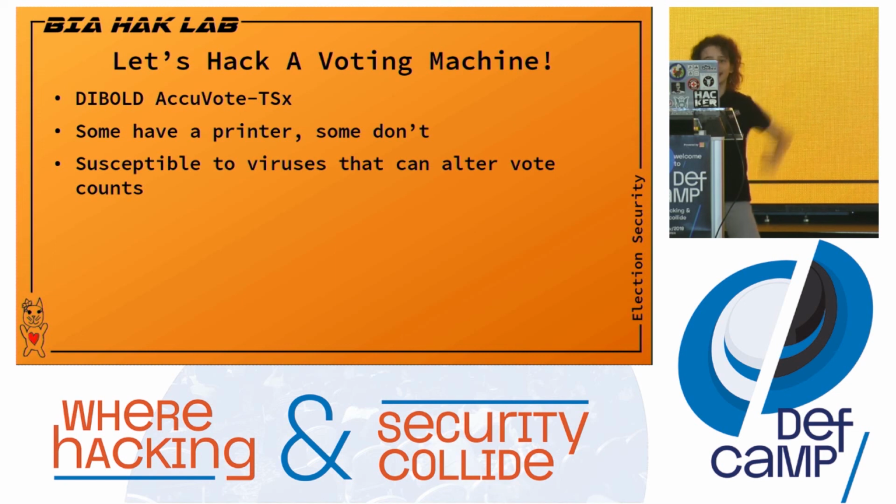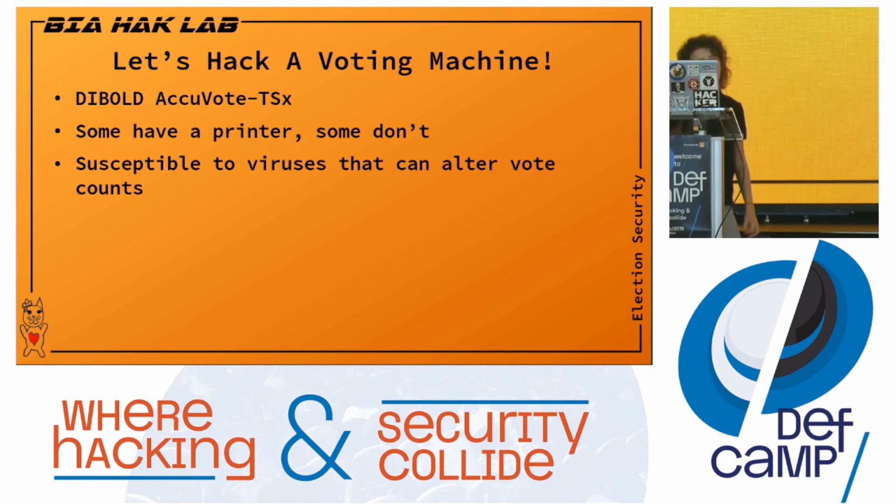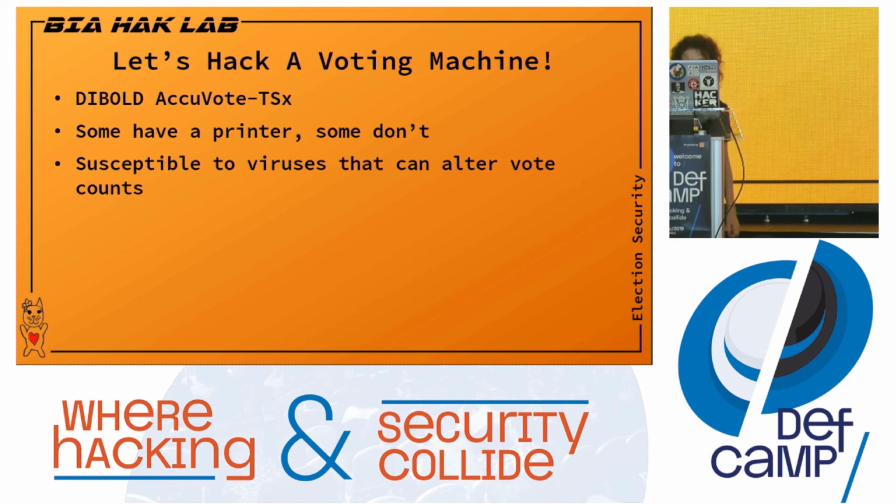So now, let's hack a voting machine! Woo! The AccuVote is a direct recording system. Some of them have a printer so that the voter can verify their vote. Some don't. In 2007, 1 year after I was born, the source code was reviewed by State of California, and they found it was susceptible to viruses that could alter the vote count. My friends over at the Hacker House were able to load their own firmware into the machine and could do this.